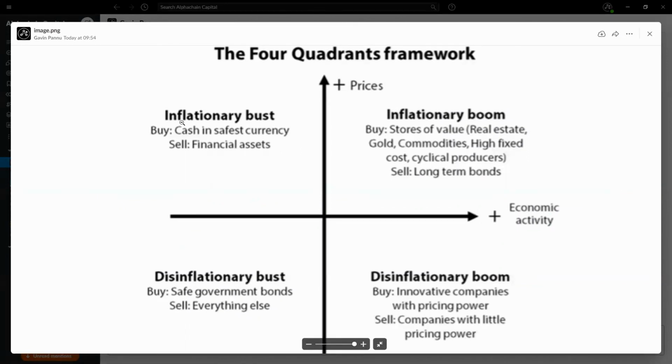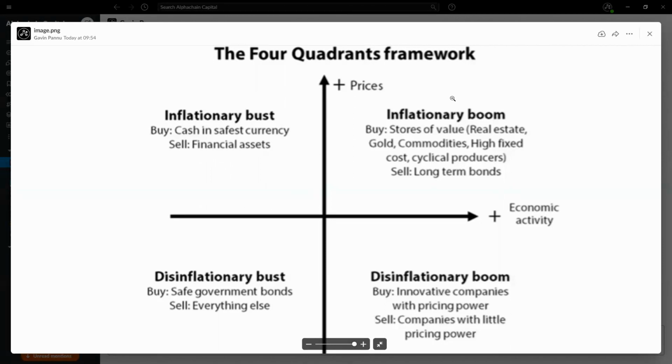And we're going to talk about the ones that we're not in first. Inflationary bust: of course, cash in safety is the safest currency. Okay, so stay in cash. Sell all your financial assets if you're in an inflationary bust. Disinflationary bust: the best bet is your government bonds. Okay, and then sell everything else. Be in government bonds. And then disinflationary boom: innovative companies with pricing power. Sell companies with little pricing power.